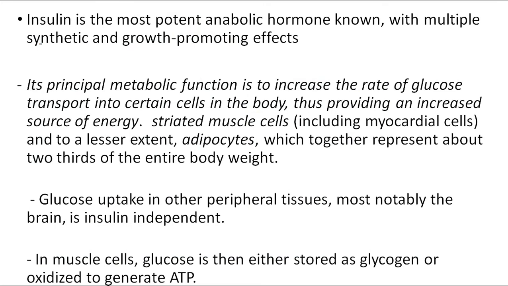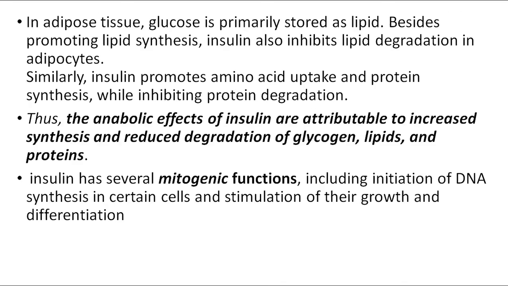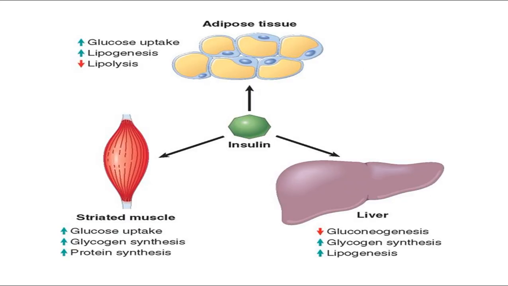As we previously discussed, insulin is a potent anabolic hormone with multiple synthetic actions. The anabolic effects of insulin are attributed to increased synthesis and reduced degradation of glycogen, lipid and protein in our body. So it is a major anabolic hormone, and insulin also has several mitogenic functions, which include the initiation of DNA synthesis in certain cells and the stimulation of their growth and differentiation.